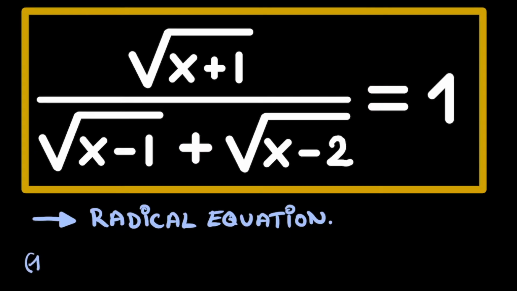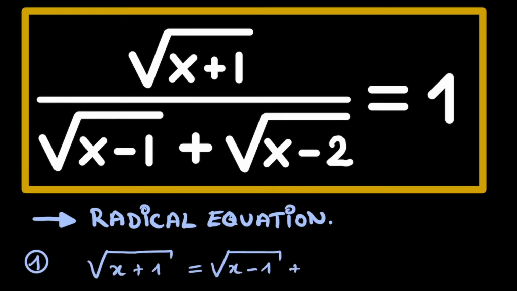In the first step, we're going to get rid of the fraction on the left-hand side, and we'll do so by multiplying both sides of the equation by the denominator. And this gives us the following. On the left-hand side, we simply get the numerator, so the square root of x plus 1. And on the right-hand side, we simply get the denominator, which is the square root of x minus 1 plus the square root of x minus 2.